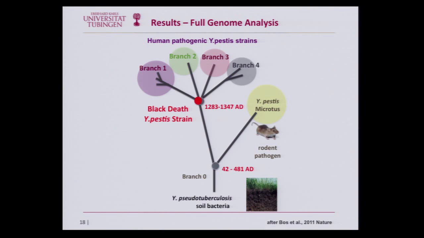And surprisingly, we found it actually falls basal to 95% of the strains that are circulating in the world today that are human pathogenic. So the Black Death strain falls basically here on the root of this little star, this star-like explosion of different strains just here, very close to the most recent common ancestor.